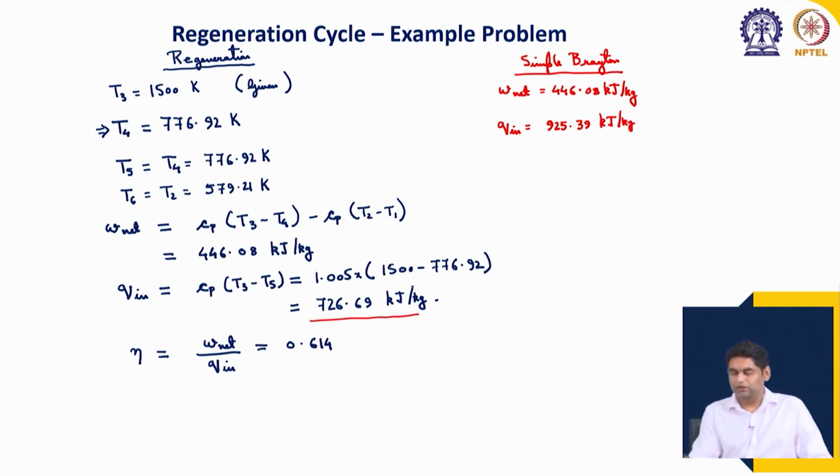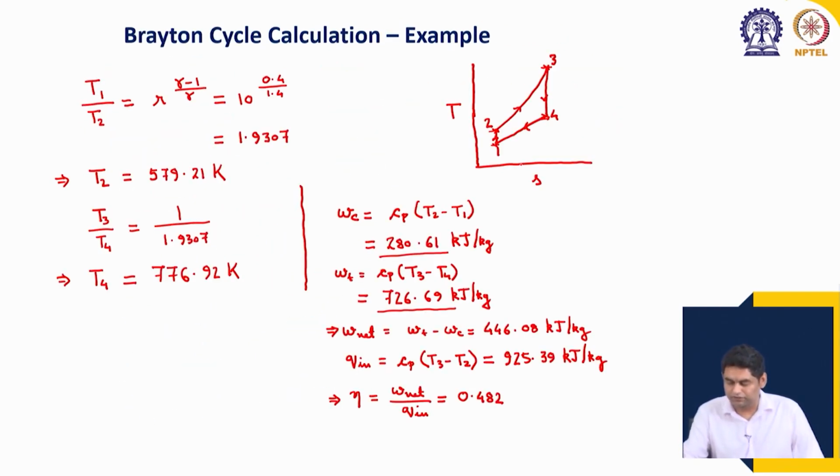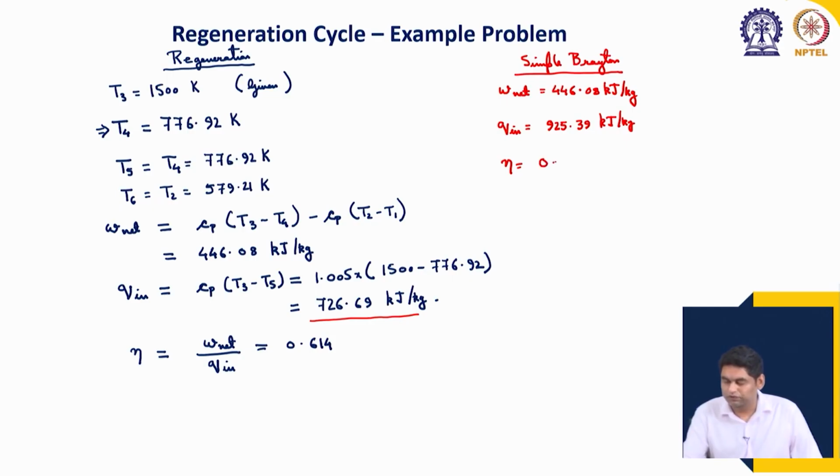So, we can see that almost 200 kilojoule per kg of heat addition has been reduced from the combustion process because of the regeneration. So, regeneration has resulted in much lower heat addition from the combustion, which will mean that a much lower amount of fuel is required, which translates to higher efficiency. And the efficiency in that case was something around 0.482, 48.2%. Now, it is significantly higher because of regeneration, it is 61.4%.